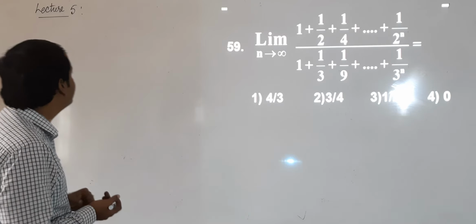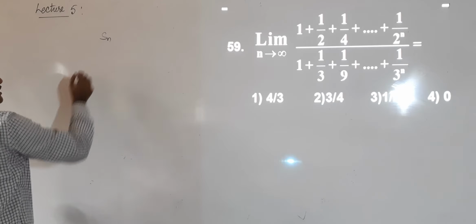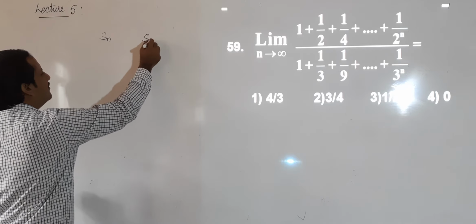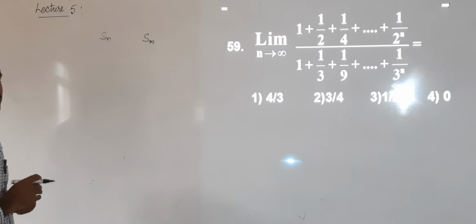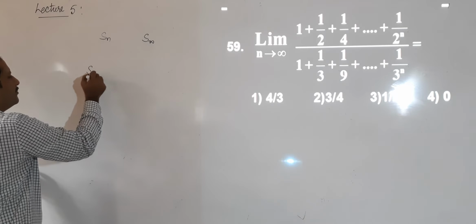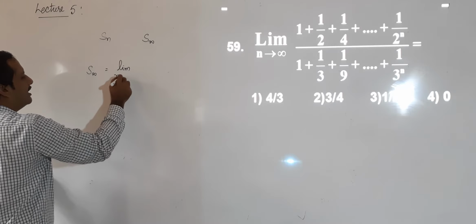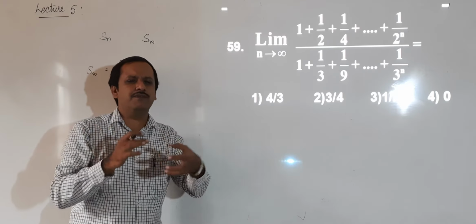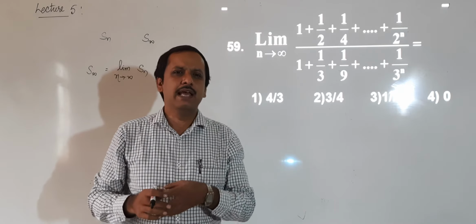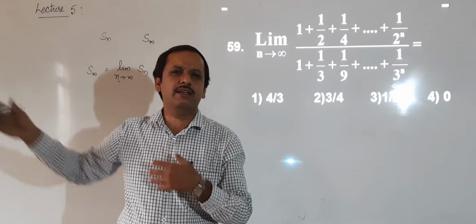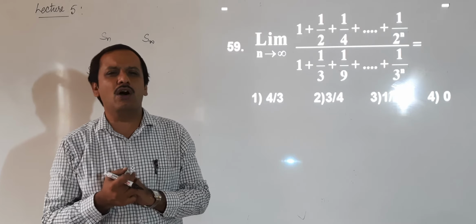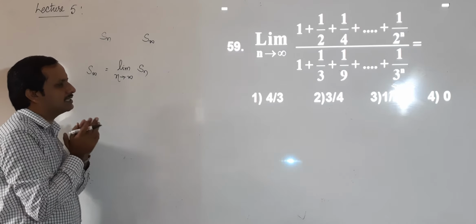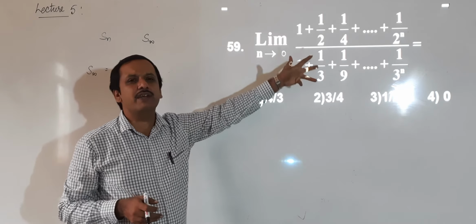So here, see, in a GP, if Sn indicates the sum to n terms of a GP, and S infinity indicates the sum to infinity of a GP, then S infinity can be written as limit n tends to infinity Sn. Sn gives you the sum of the first n terms of a GP. Now, if I take that n to infinity, that will give you the sum to infinite terms of that GP. Okay. So, S infinity is nothing but limit n tends to infinity Sn. So, they have asked us to find limit n tends to infinity Sn only.